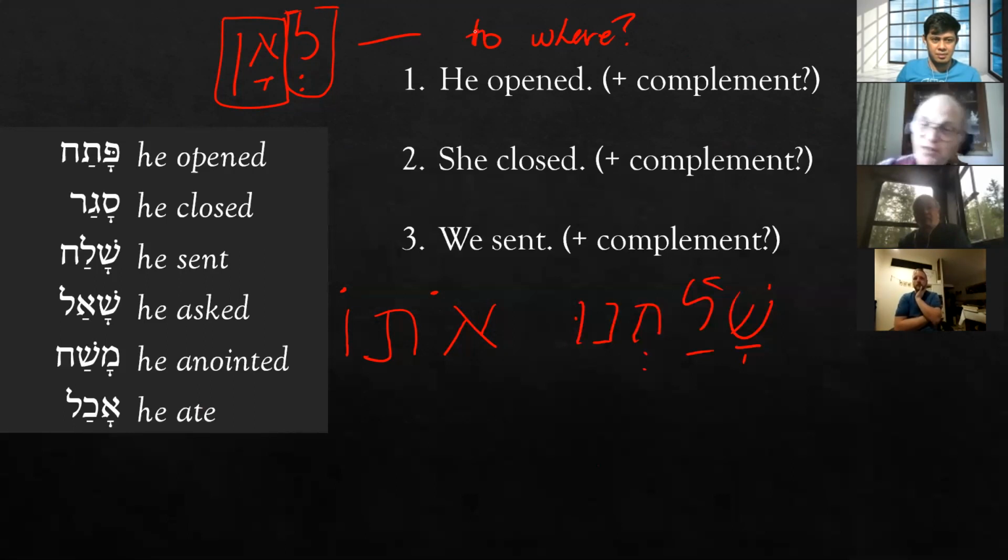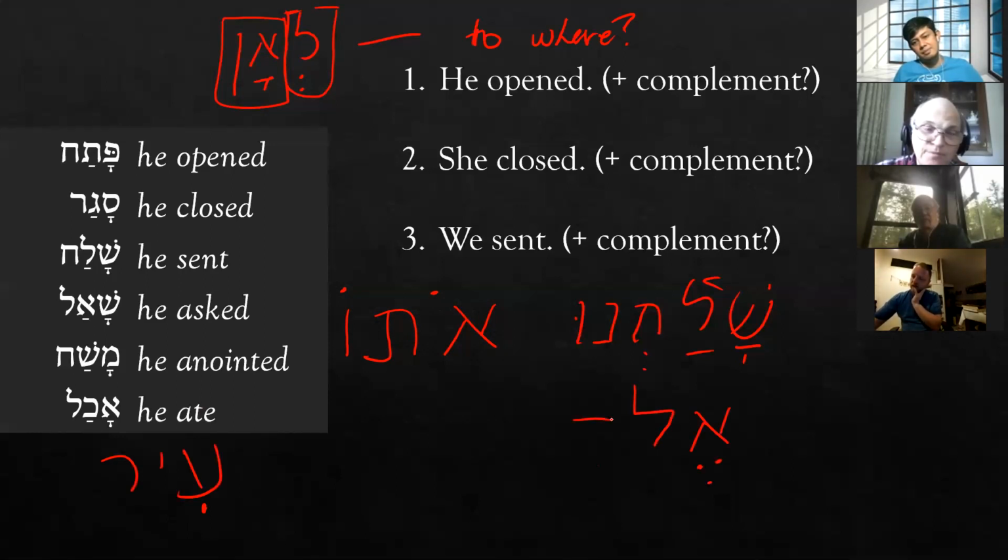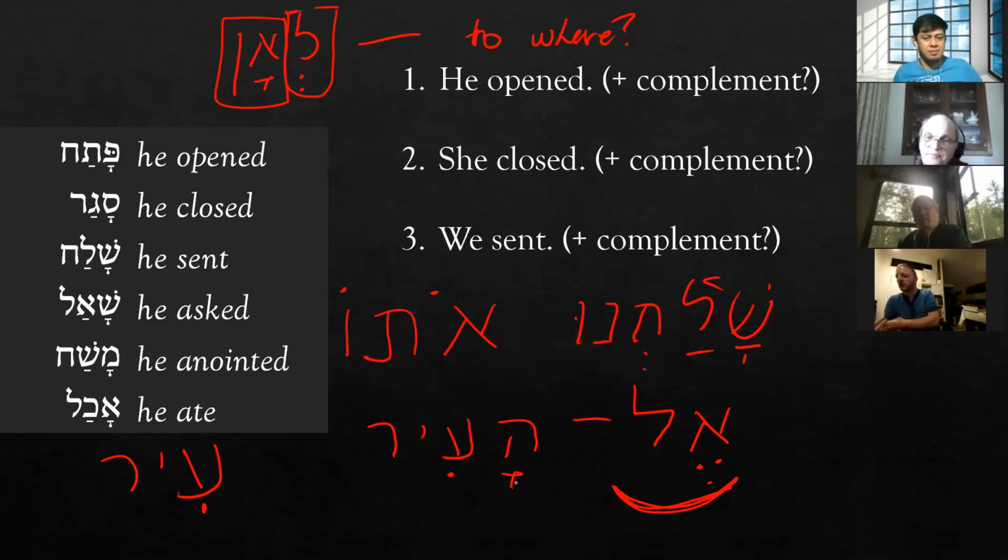I've forgotten already the word for city. City is ir. La'ir, or el ha'ir. With verbs of motion in the Bible, it prefers the word el instead of le, but it's not necessary. It could be la'ir. Shalachnu oto la'ir. Shalachnu oto el ha'ir.